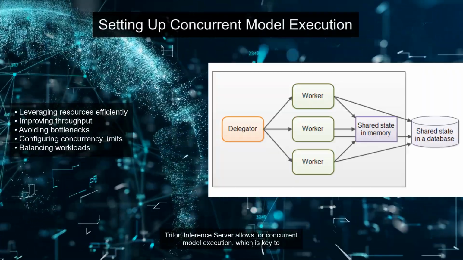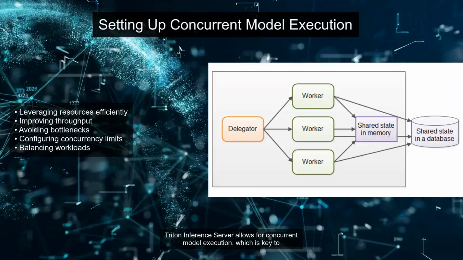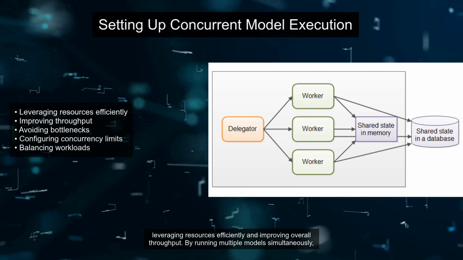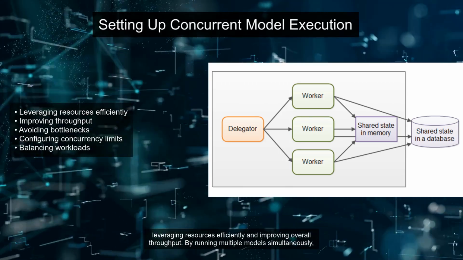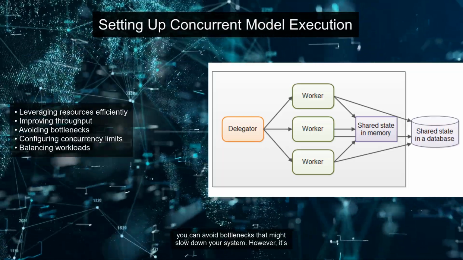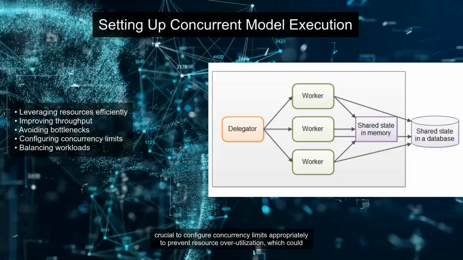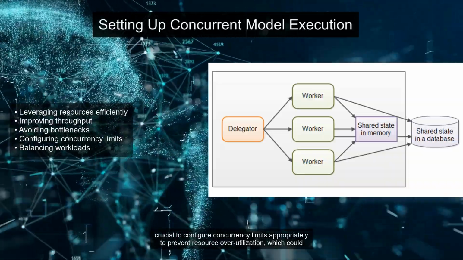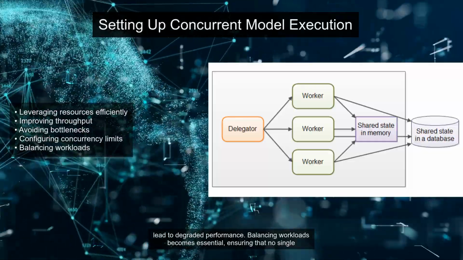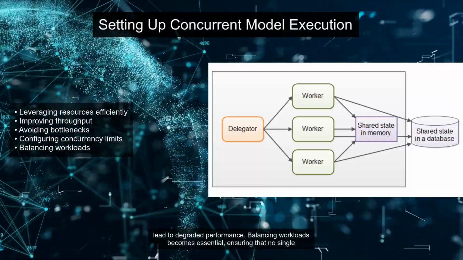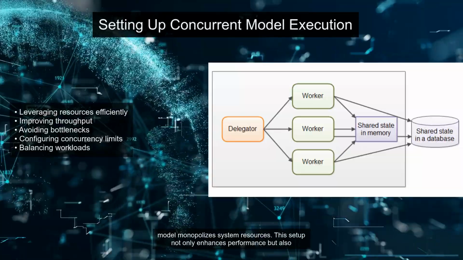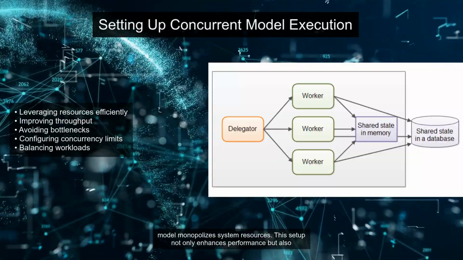Triton Inference Server allows for concurrent model execution, which is key to leveraging resources efficiently and improving overall throughput. By running multiple models simultaneously, you can avoid bottlenecks that might slow down your system. However, it's crucial to configure concurrency limits appropriately to prevent resource overutilization, which could lead to degraded performance. Balancing workloads becomes essential, ensuring that no single model monopolizes system resources.